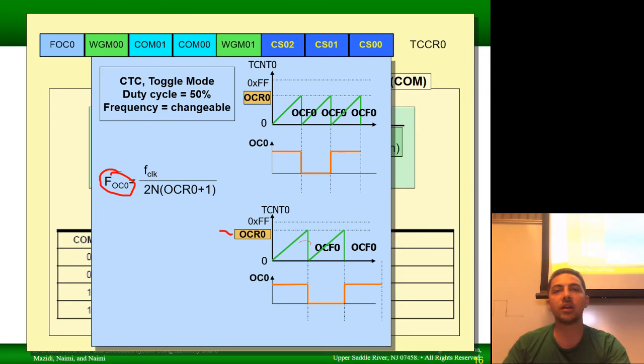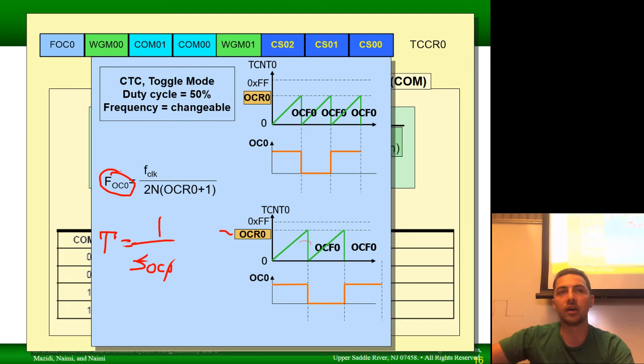By the way, if I told you, give me something with a particular period, all you have to do is invert that formula. So you would take 2n times OCR 0 plus 1 over frequency of your system clock. Okay? So if you want a period, it's just algebra, swapping things around.